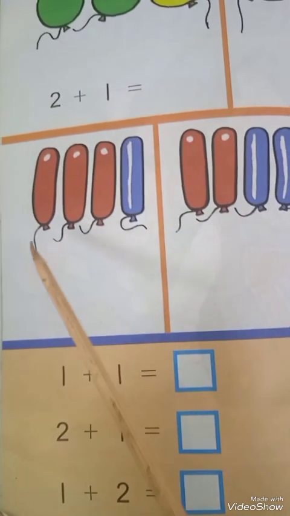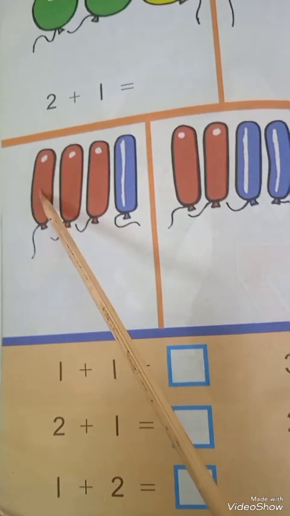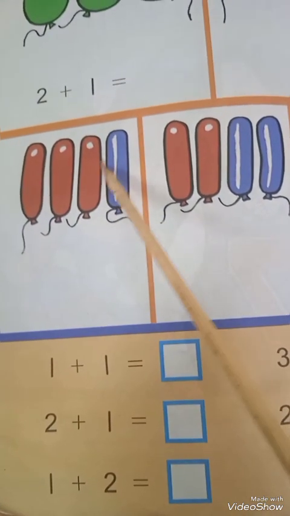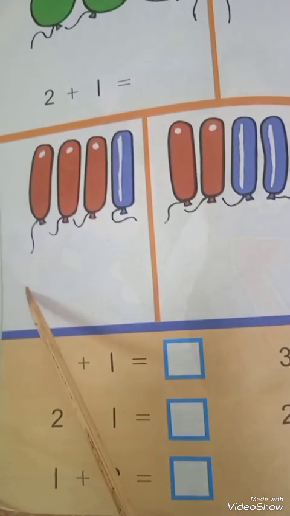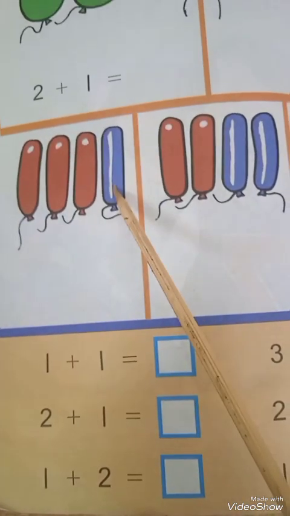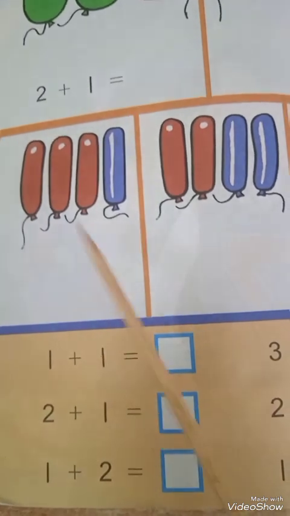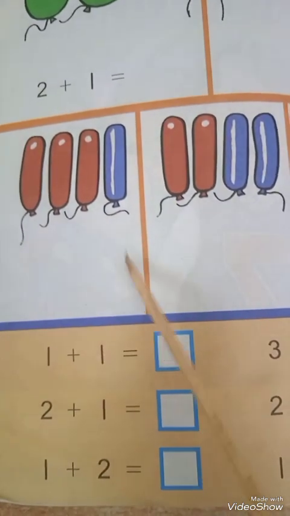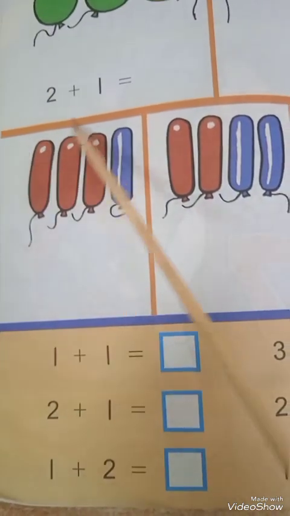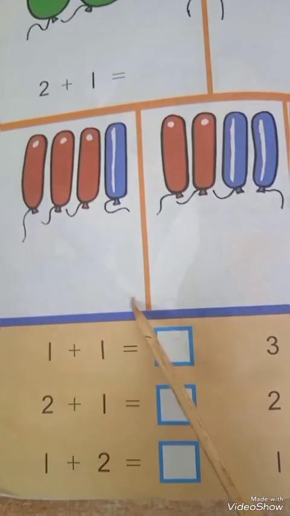with it. So first of all we are going to count the red ones. 1, 2, 3. So we will write 3. Then we will write plus, and then we will write how many blue are there. So we will write 1, then is equal to, and then we will count them all together and we will write with them.